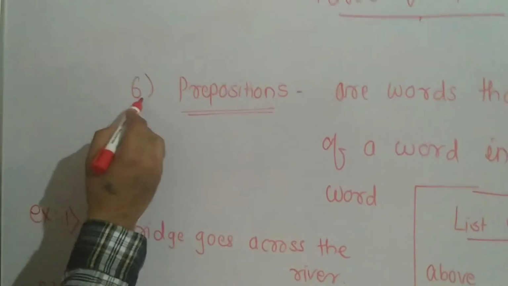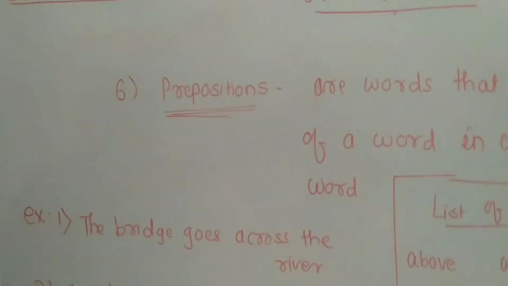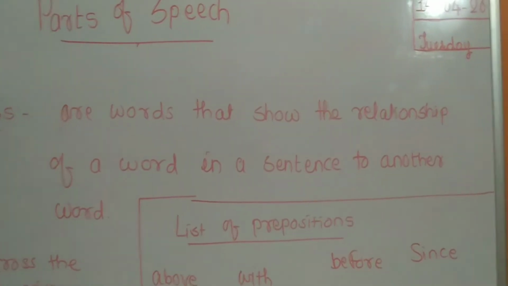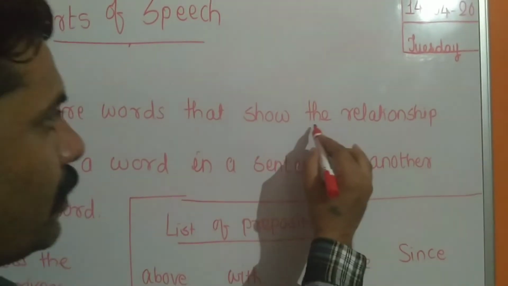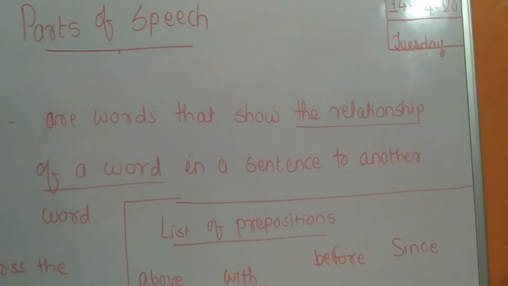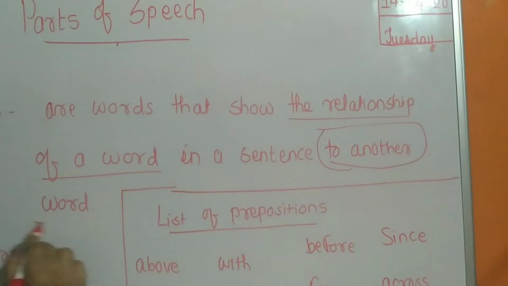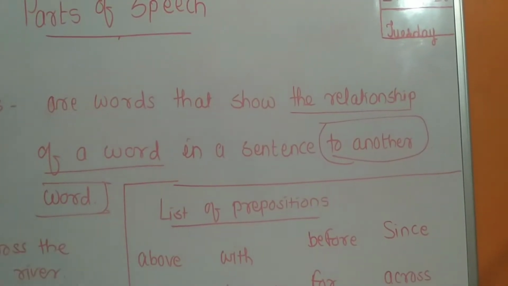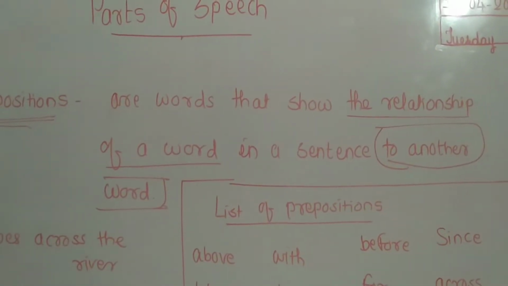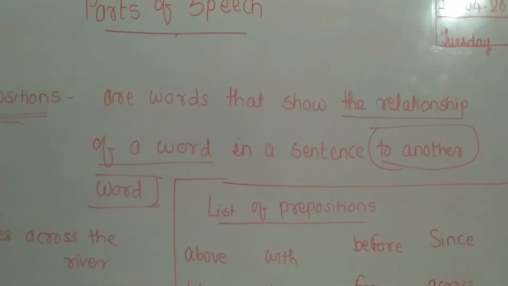The sixth part of speech is preposition. The definition of preposition is: prepositions are words that show the relationship of a word in a sentence to another word. So this is simple, and these are the main words used in this definition. There is a connection between two words.